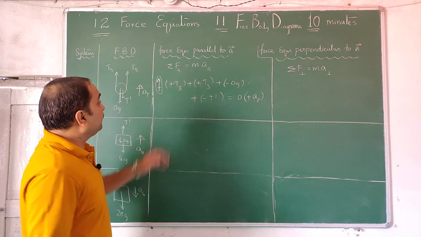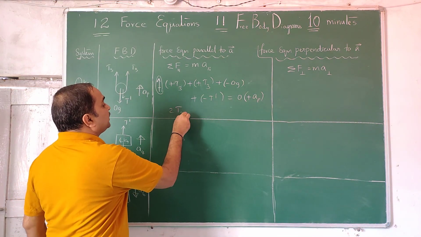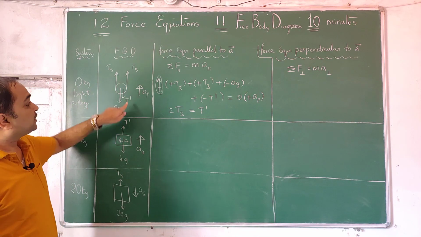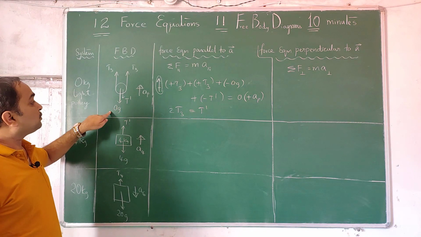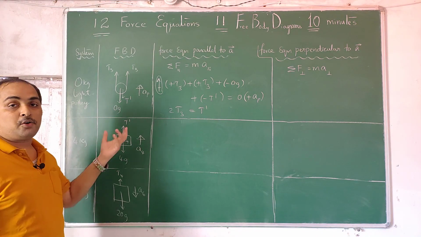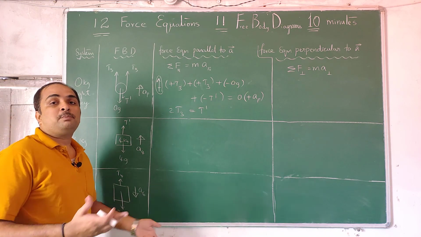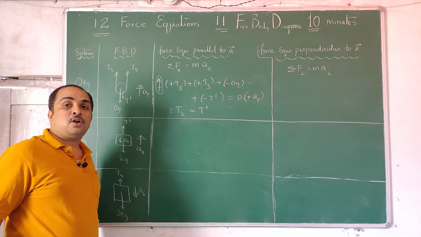So this will reduce to 2T3 is equal to T dash. These two forces sum is equal to this tension. This acceleration and this weight is not contributing to acceleration. That's the meaning of it. That means maximum, if you do the calculation by ignoring its mass, you are going to get the correct answer.